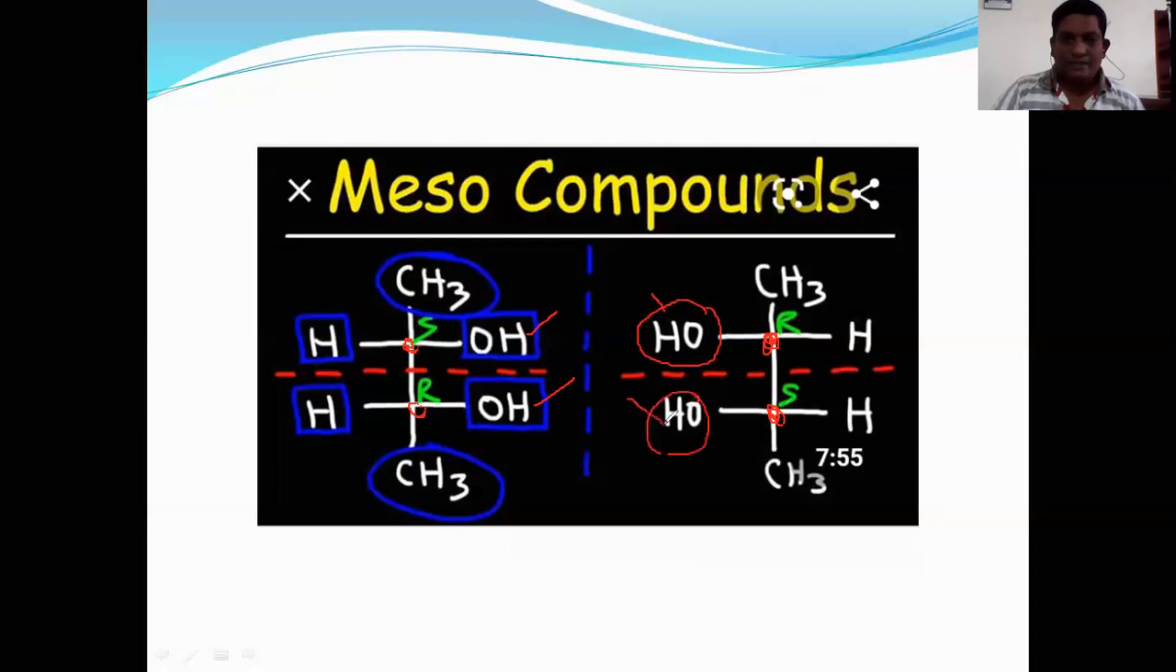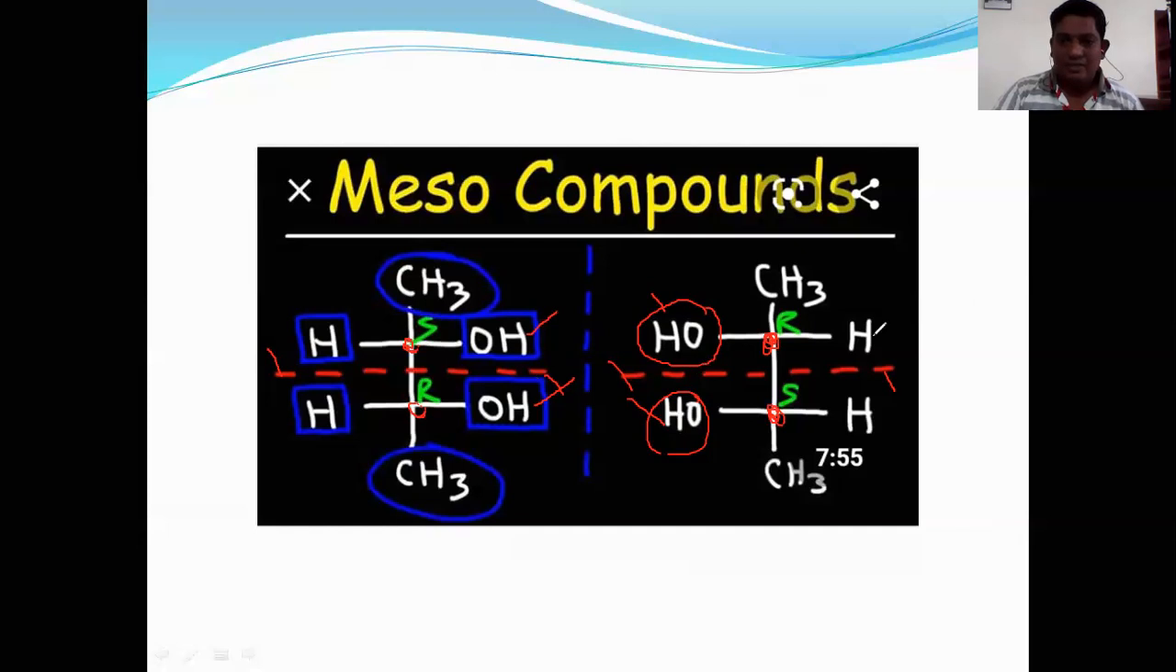Then, non-superimposable, stereogenic center, mirror images. But it is not an enantiomer. Why? Because it contains an internal plane of symmetry. You see this. When I cut the molecule at the middle, what happens? It converts into two equal halves.